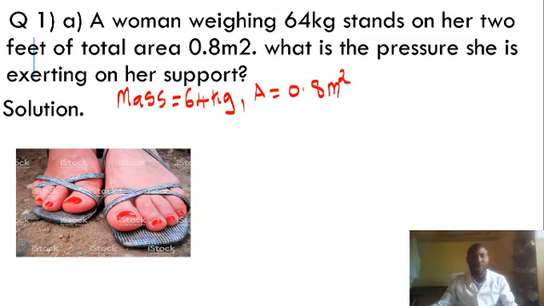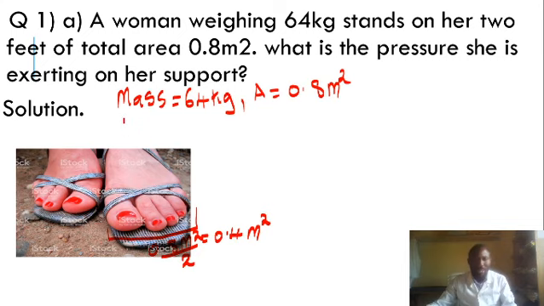2 feet on the ground, and you observe that one of these foot will occupy 0.8 meter square divided by 2. So when we divide, that will give us 0.4 meter square. So you observe that one. When we multiply this 0.4 by 2, it will give us 0.8. So this question is very easy to solve.